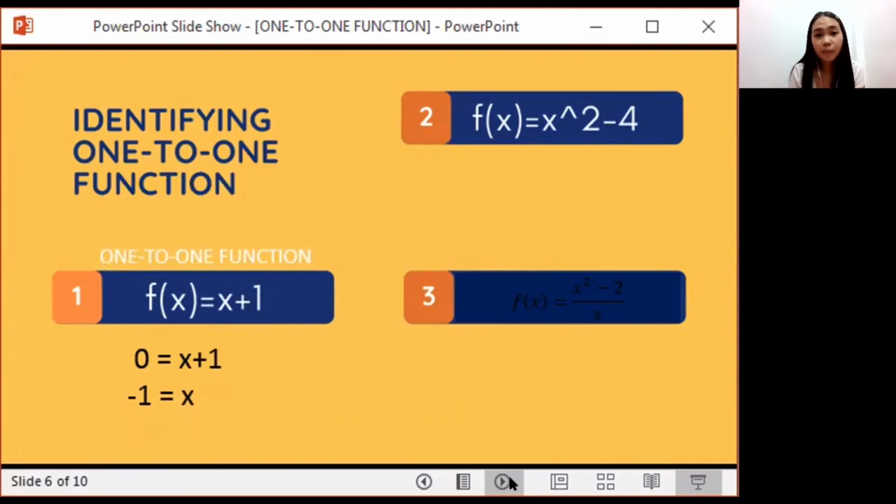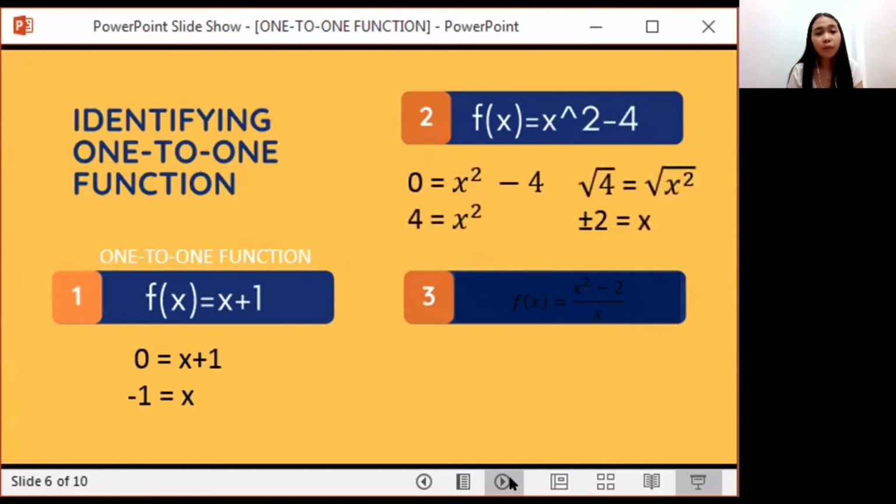Now let's try number two. Let's substitute the f of x to 0. In number 2, we have two values for x, positive 2 and negative 2.